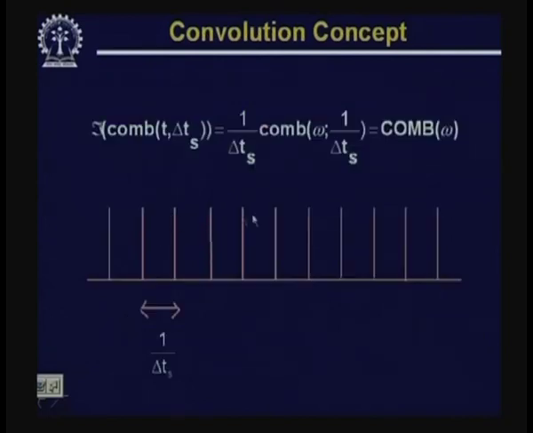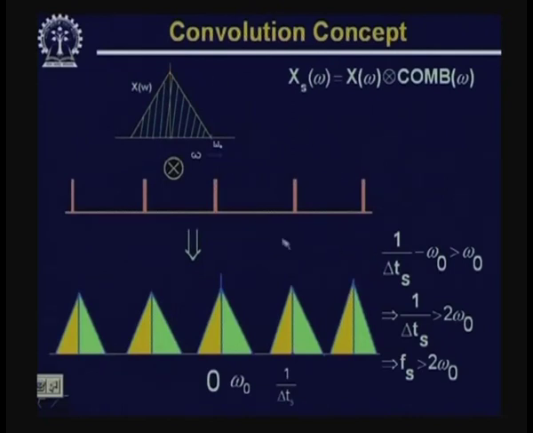So, by applying this, when I convolve two signals, x(t) and the comb function, in the frequency domain, with the Fourier transform of the comb function, that is comb of omega, what I get is something like this. When x(t) is band limited, that means the maximum frequency component in the signal x(t) is omega naught, then the frequency spectrum of the signal x(t), which is represented by X(omega), will be like this.